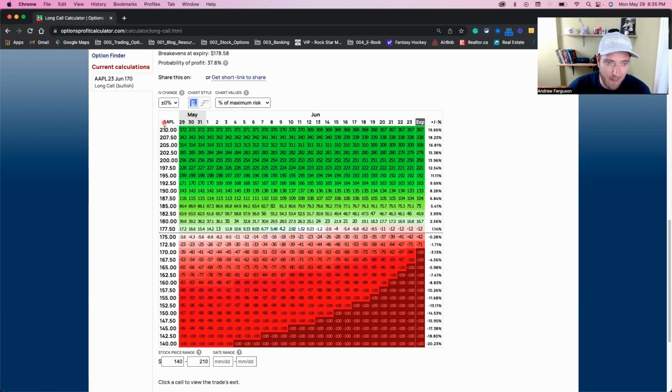You can see the price of Apple going up and down on the left-hand side. It goes all the way down to 140. You're going to lose your entire premium. If it goes up to 210, you're making some big time money at a 372% return. So right now it's showing percentage return in the chart.